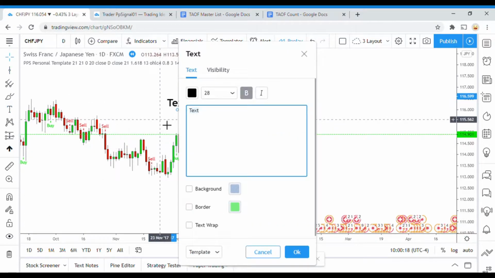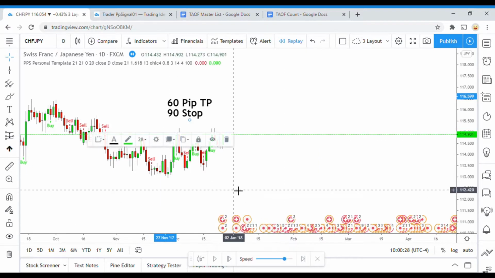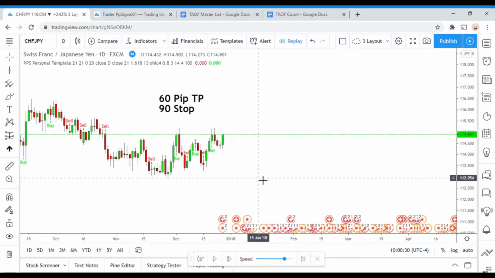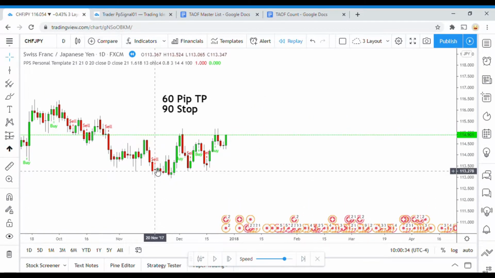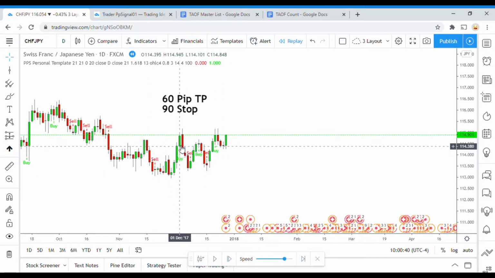Let's see here. I did not put up the take profit and stop. Let's throw that up there. There we go. All right. And so, yes, basically when this indicator says to sell, we are going to go short.